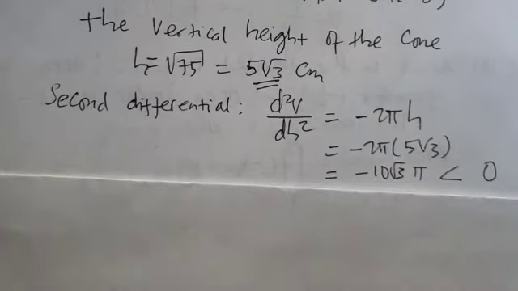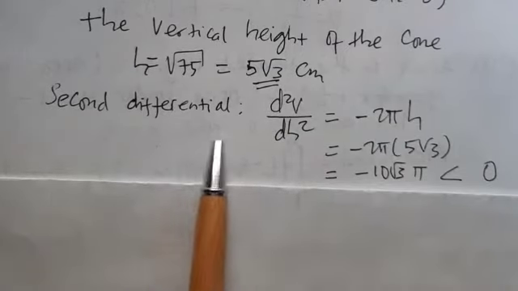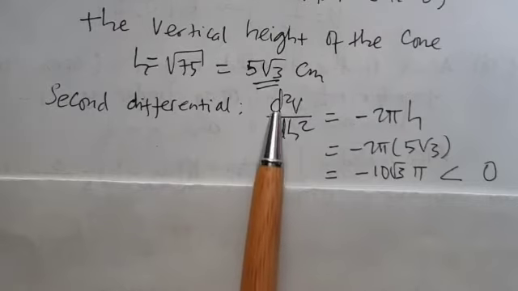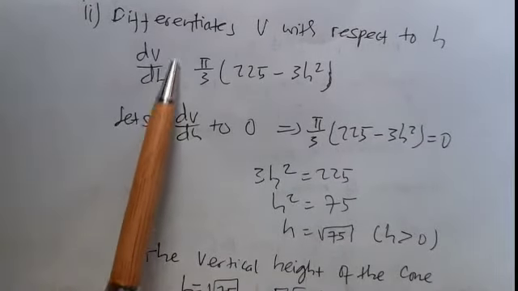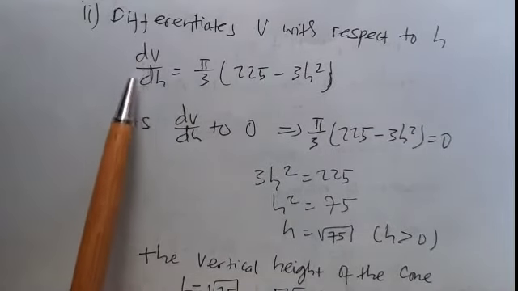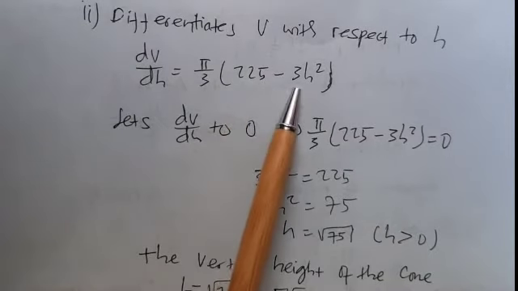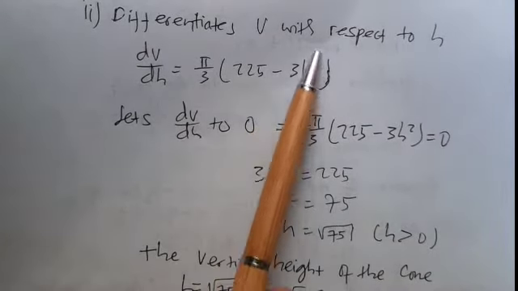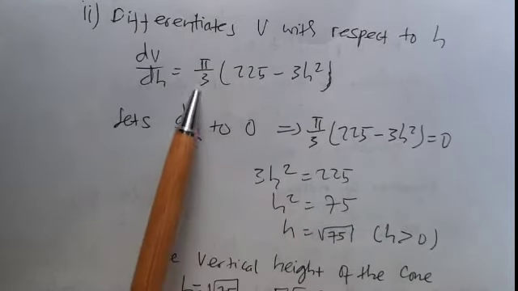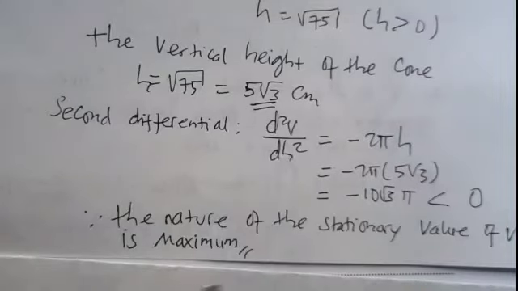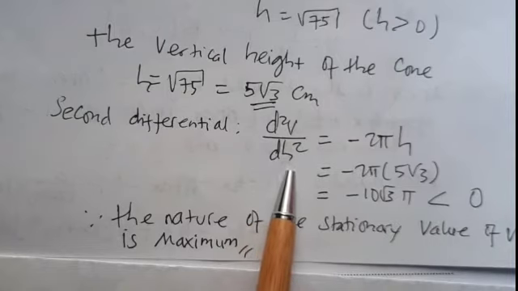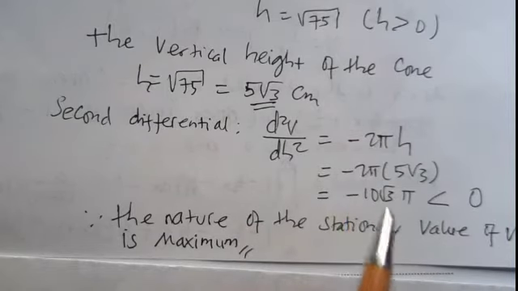Now, we will find the second derivative of V with respect to h, that is d squared V dh squared. Differentiating once more with respect to h, this will be 0, and this will be minus 6h. Minus 6h times pi over 3 is minus 2 pi h. Thus, the second derivative of V with respect to h is minus 2 pi h.